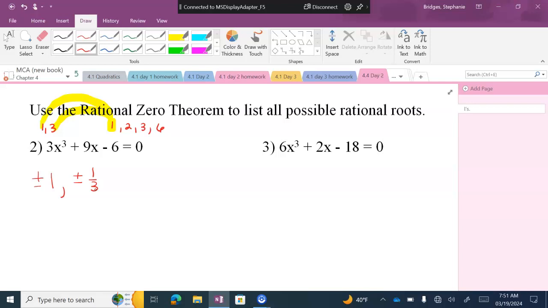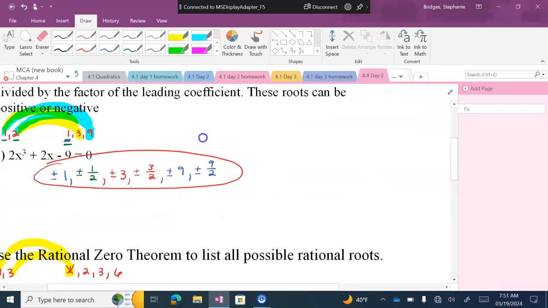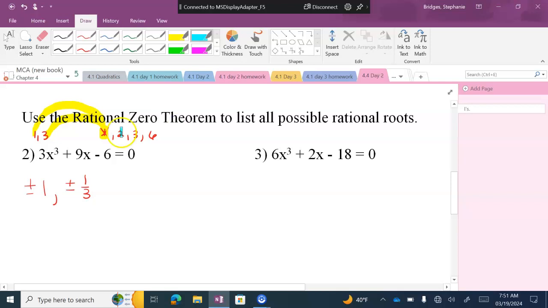Is everybody okay with that? If it helps you, once you use one of the factors of your constant term, if you've used it every time, you might want to cross it out so you know you're done with that one and you can move on to the next one, if that helps you. Then we're going to do the same thing with a 2. So it is going to be plus or minus 2 divided by 1, which is just 2, right?